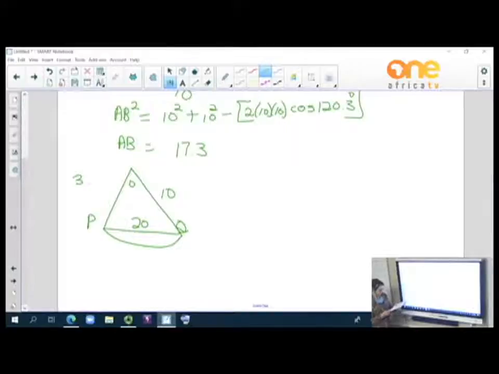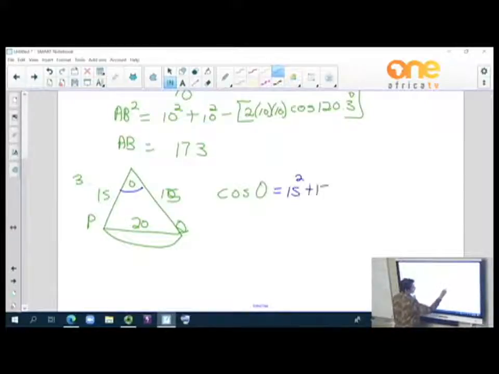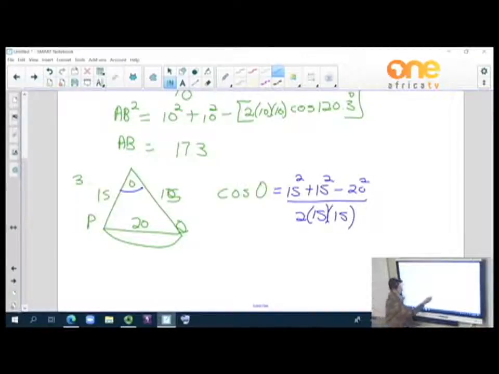Obviously this one is also, no, this one is 15. And this one will also be 15. So what do I have? Basically 3 sides, and I want to find that angle. So cosine O, for those of you who struggle with trigonometry, this is the angle that you want. So it will be 15 squared plus 15 squared minus 20 squared, over 2 times 15 times 15. It's the cosine rule with the angle. Second function cosine. What is the angle?